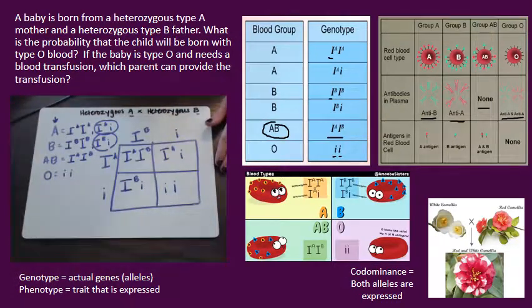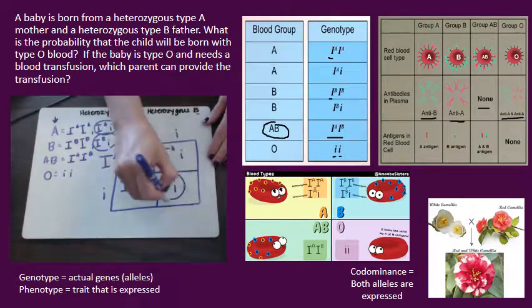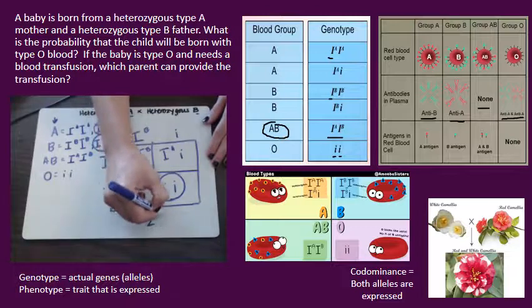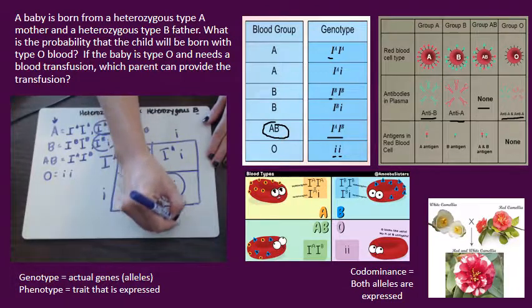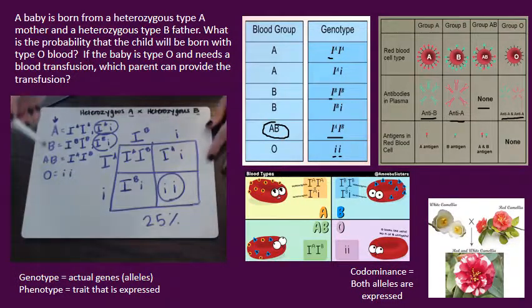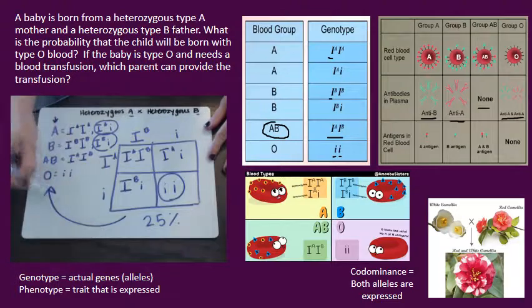So our first question is asking, what is the probability for a child with type O? We have a 1 out of 4 chance, which would be a 25% chance. That's our probability for type O. The second part of this question is, if a baby with type O needs a blood transfusion, which parent can provide it? Well, we have a type O baby. Remember that type O can only receive blood from another type O. So neither one of our parents is going to be able to provide it. We would have to find blood from another type O person.